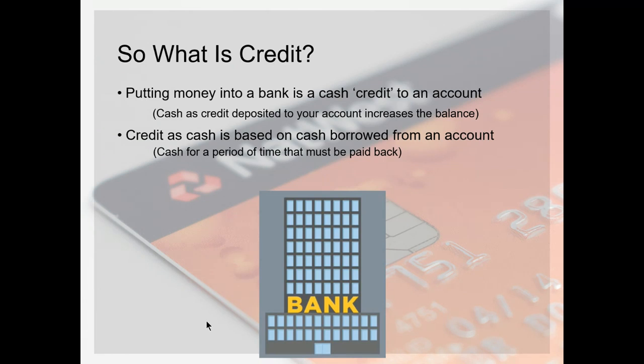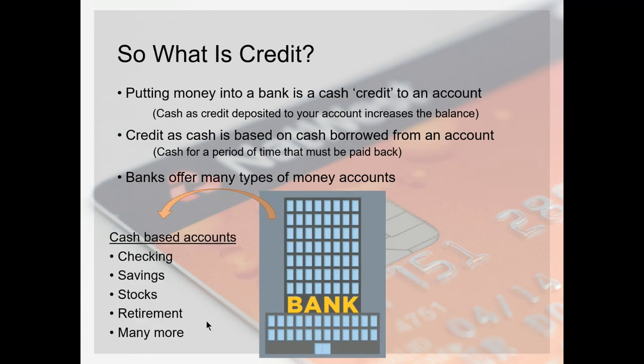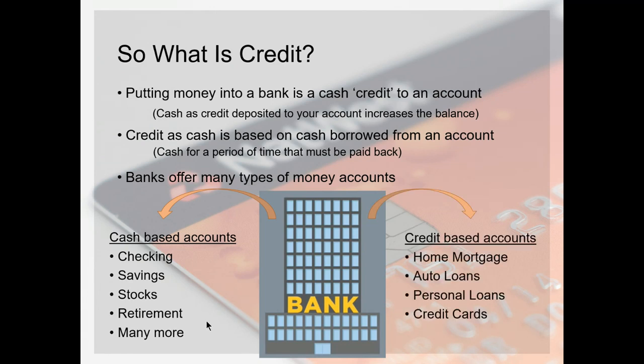So if we look at banks, we're going to look at the different accounts that banks offer. Cash-based accounts, we took a look at that already as far as check registers and checking accounts, but cash-based accounts include checking, savings, stocks, retirement. There are so many types of cash-based accounts. But for this lesson, we're going to focus on credit-based accounts. We're not going to get into home mortgages, auto loans, and personal loans, but we're mainly going to focus on credit cards. But all of these types of accounts have to deal with credit.